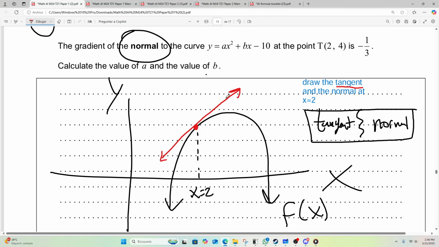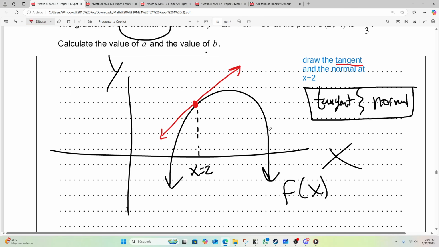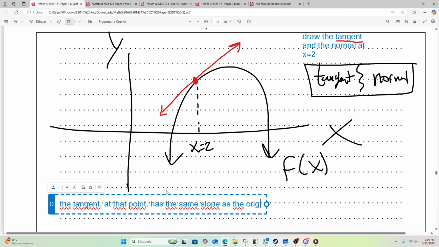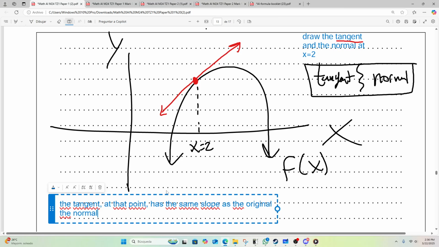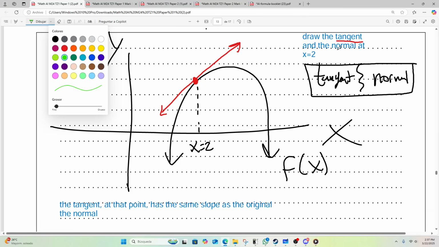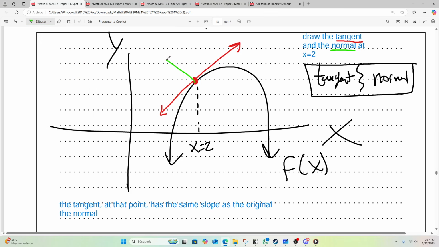And the cool thing about this tangent is that right at that point, the tangent has the same slope as the original. So I'm actually going to write that down here. The tangent at that point has the same slope as the original. Meanwhile, the normal, which I'm going to draw now, in something like maybe this green, the normal would actually look like this. So let's imagine for a second that the red one has a slope of, I don't know, 3.